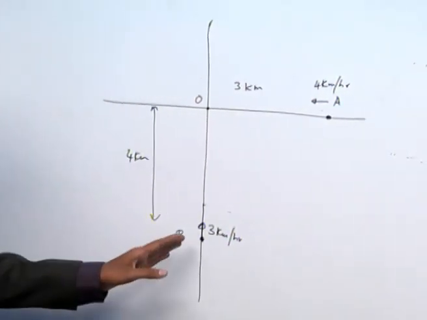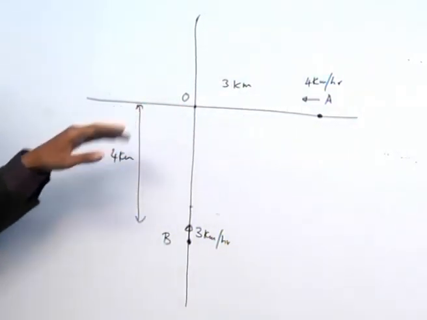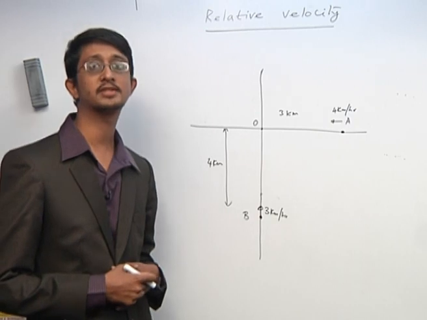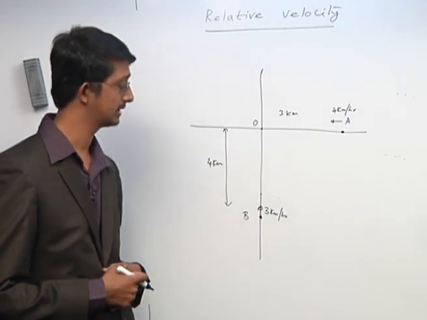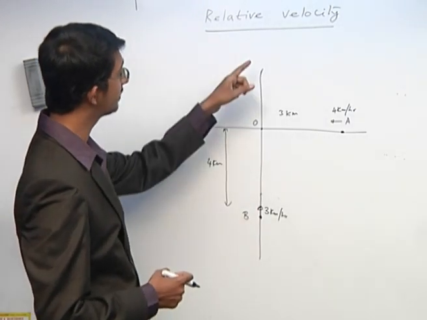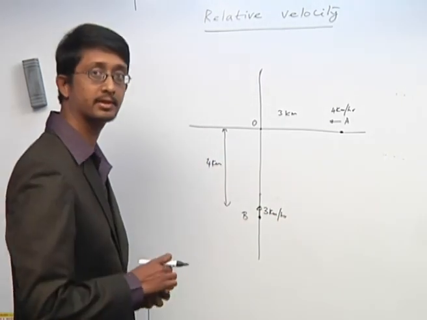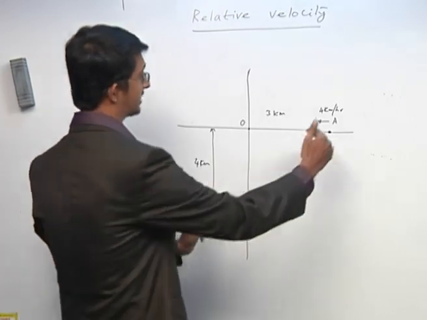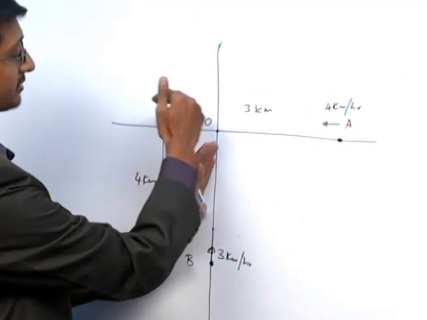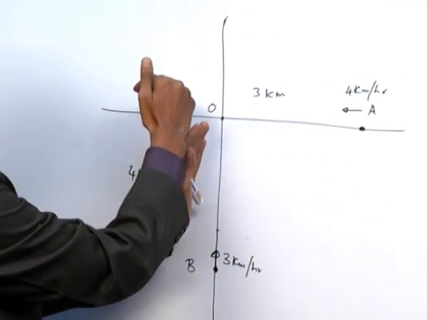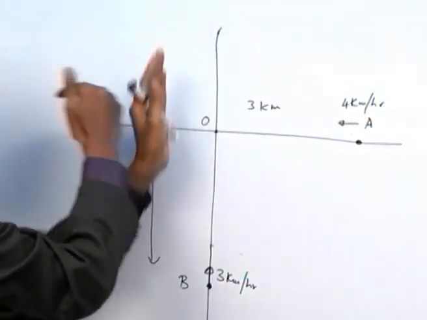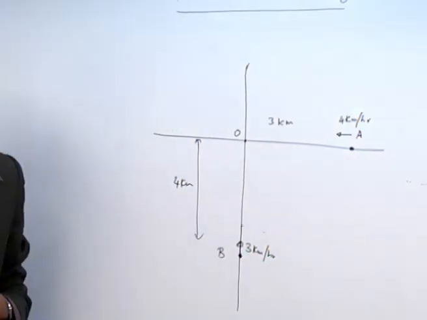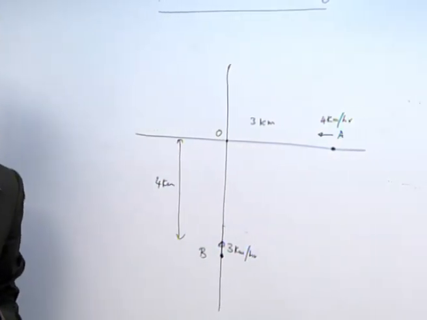Now, both are moving in their respective directions towards O, and we have to find the closest distance of approach between these persons. So, B is going this way, A is going that way. Now, they are going with different speeds. So, at some moment, somewhere the distance between them is closer, after which it again becomes far. So, we have to find that distance where both these persons are close to each other.